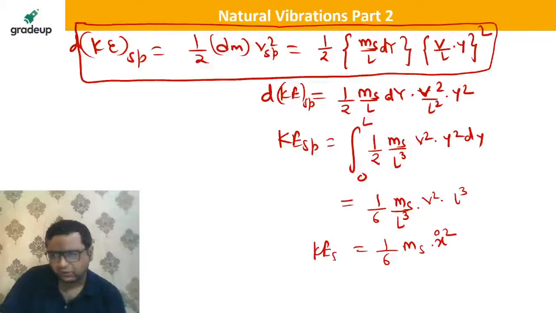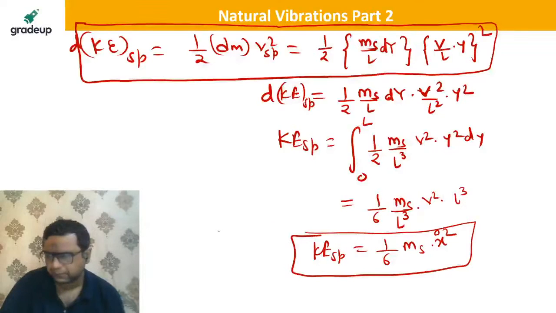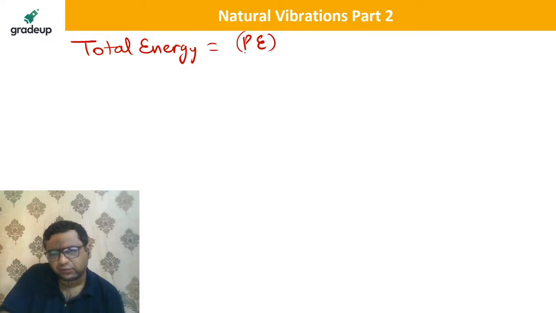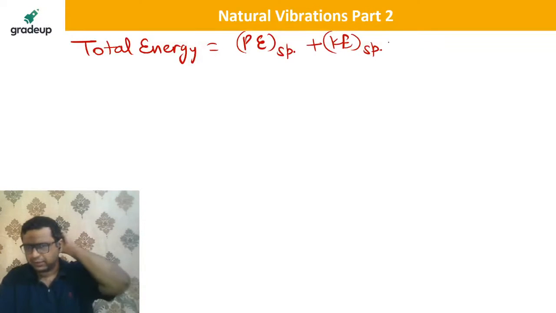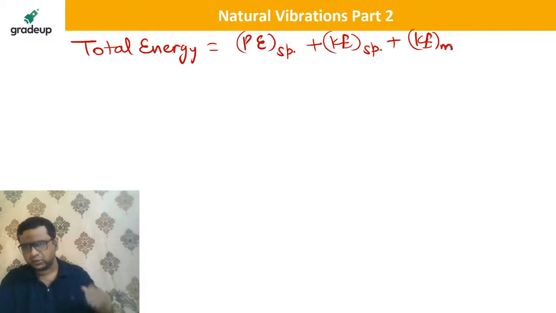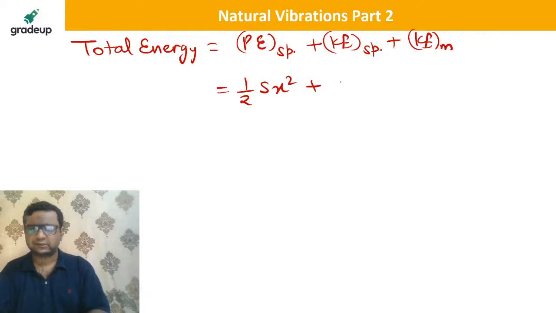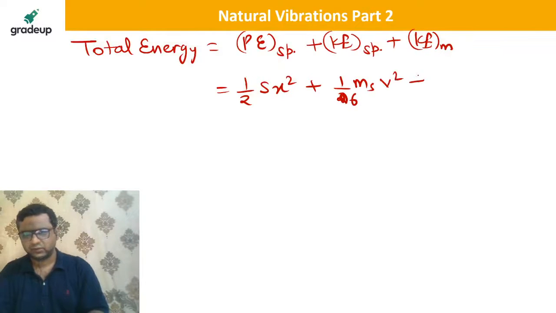So this is, my dear, kinetic energy of spring. We are going to have it. If you are going to find out the total energy, it will be potential energy of spring plus kinetic energy of spring plus kinetic energy of mass. So it will be half sx square, plus 1 by 6 ms v square, plus half mv square. V means x dot.